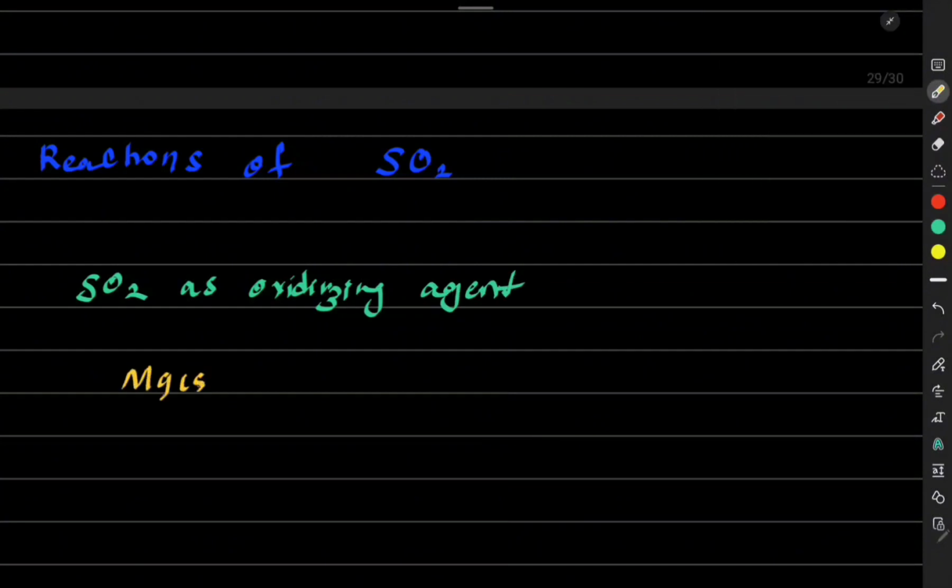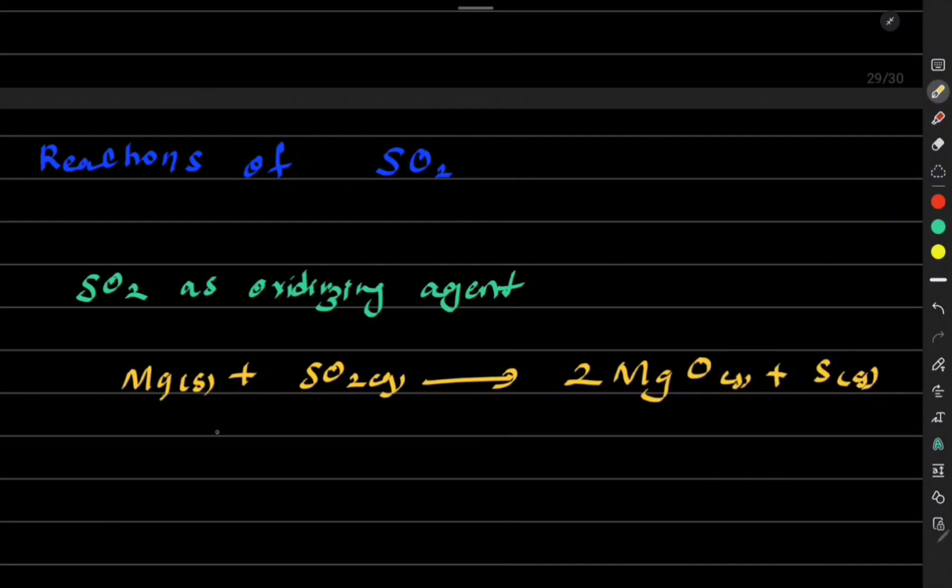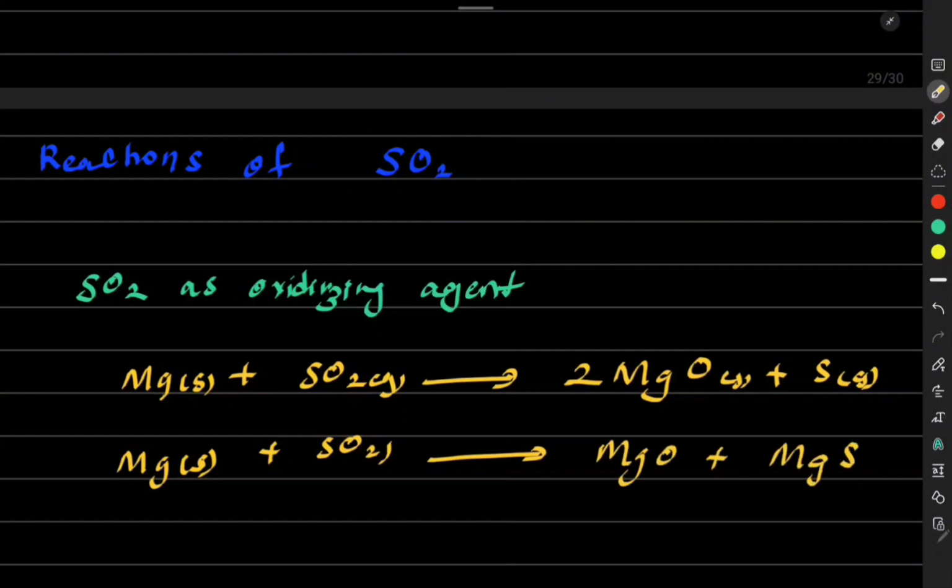Magnesium solid plus SO2 gas, they form MgO solid plus sulfur solid. And magnesium plus SO2 gas, they also form MgO plus MgS. This is also solid. When the magnesium is in excess, it depends on the situation. These both are solid and we should have 2.